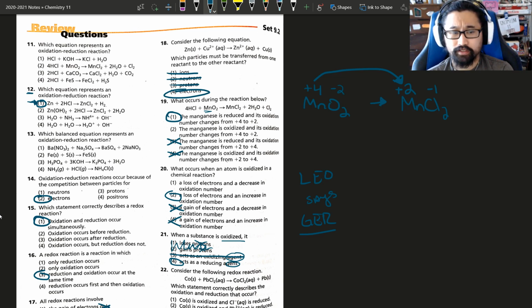I'm going to give you another hint. Double replacement reactions are never redox reactions. So if I look at number 13 and I look at choice 1, this is a double replacement because the barium and the sodium are swapping. That is off the table.